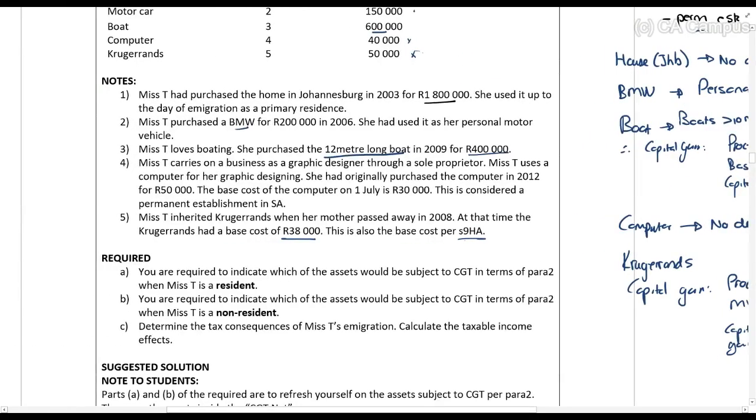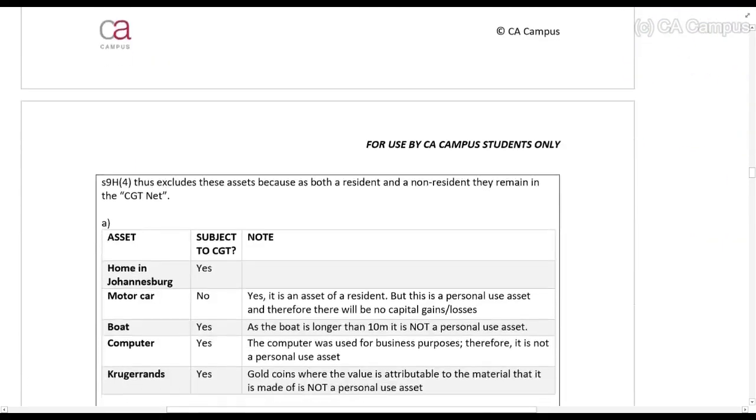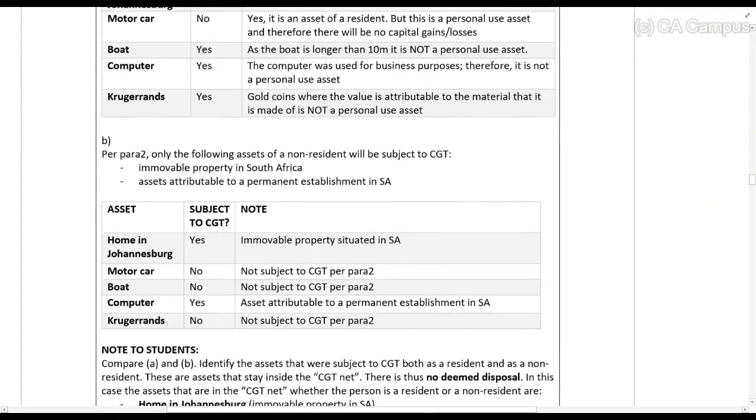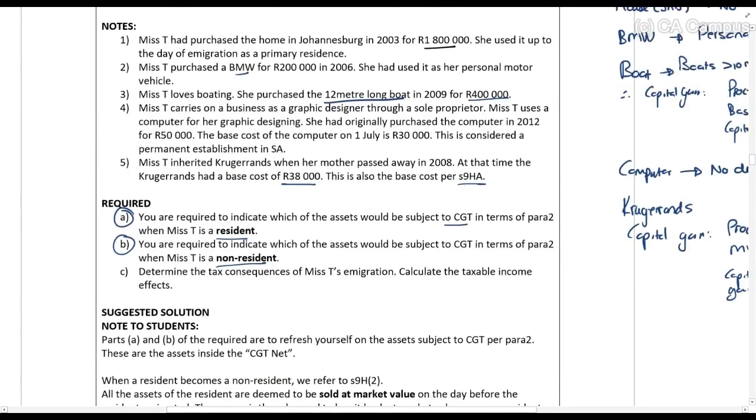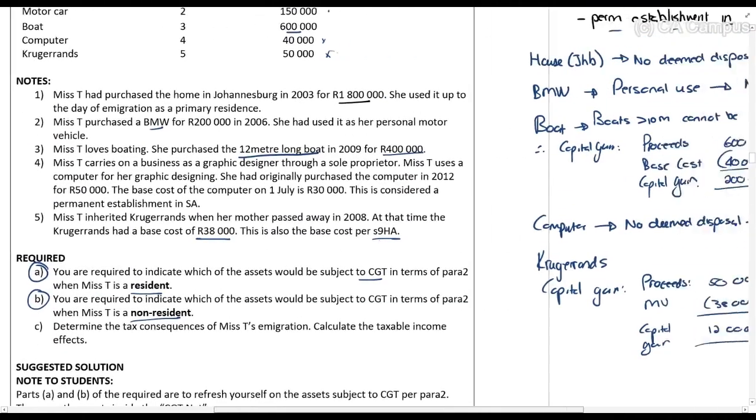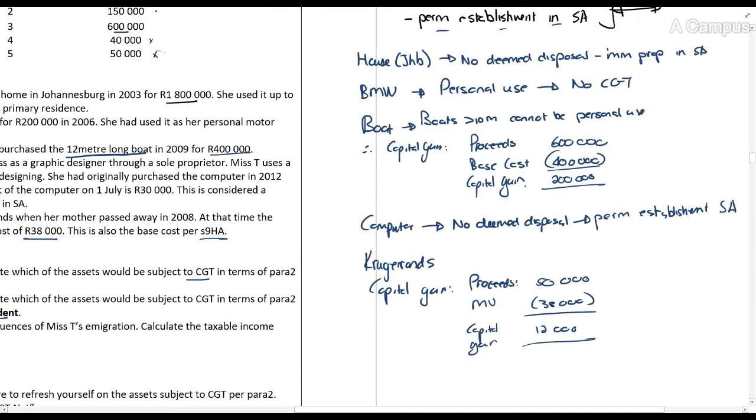Alright, now I just want to show you. In the question I broke it down A and B. In A, I ask you what assets are subject to CGT as a resident, and B, what is as a non-resident. So this is just to show you if they are moving. I just showed you now, let's just go back. Which of these assets did we calculate CGT on? The Krugerrands and the boat.